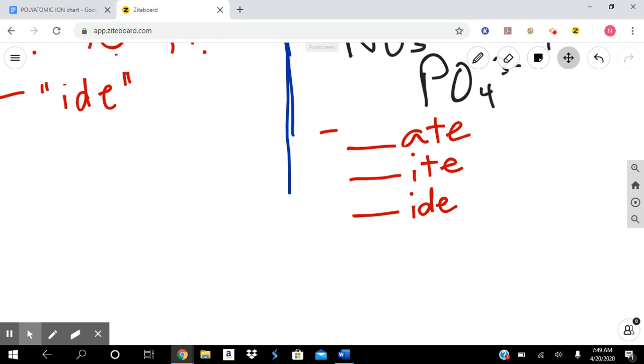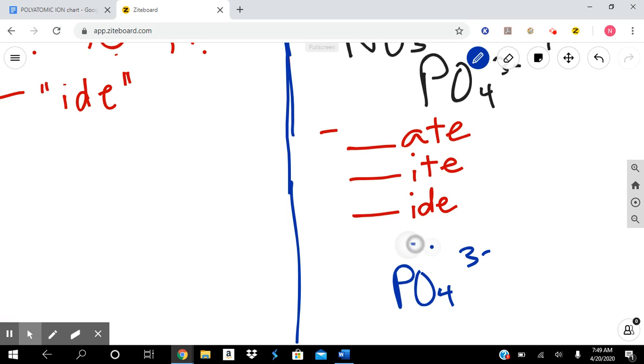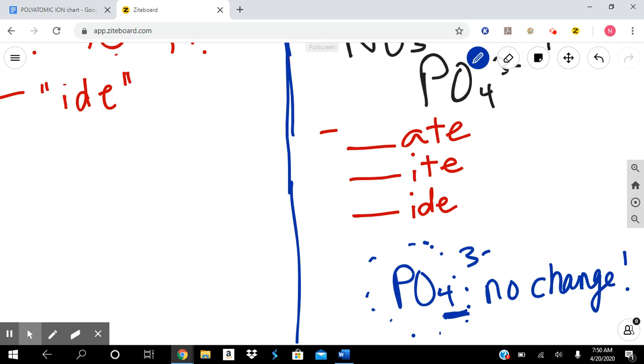Now, when we talk about a polyatomic ion, let's talk about phosphate. Phosphate is PO4, 3 minus. This right here is the phosphate polyatomic ion. That does not change. You can never change the subscripts in a polyatomic ion. Right? So you can't change these. Don't do it. Because then you change the ion.